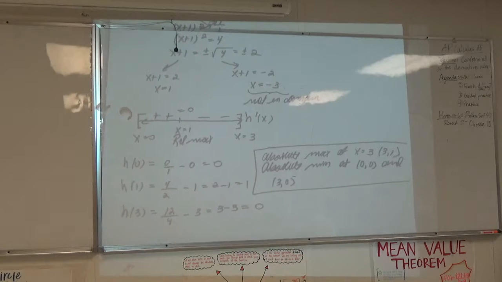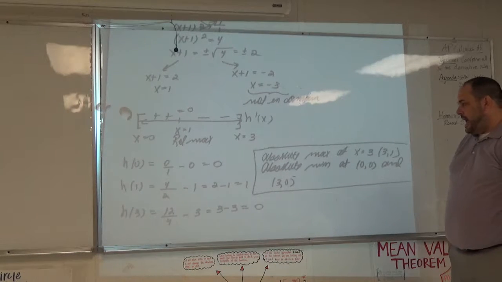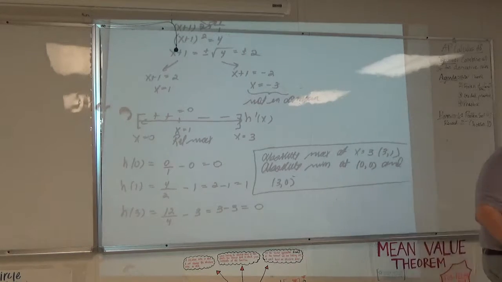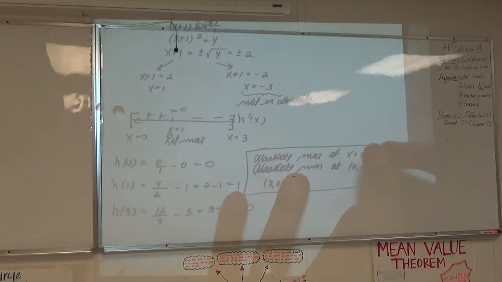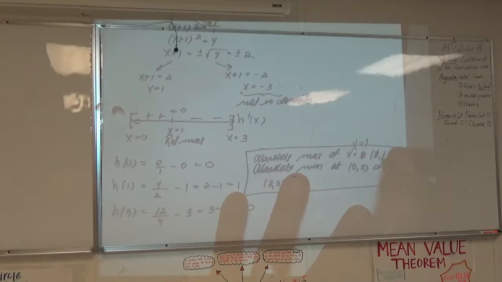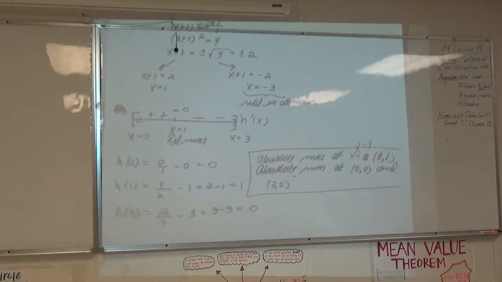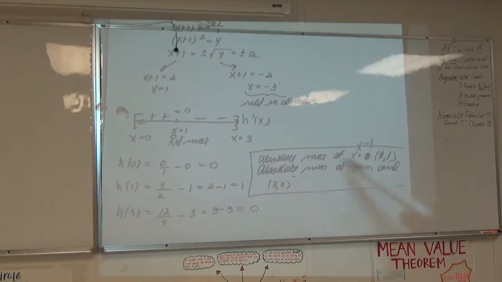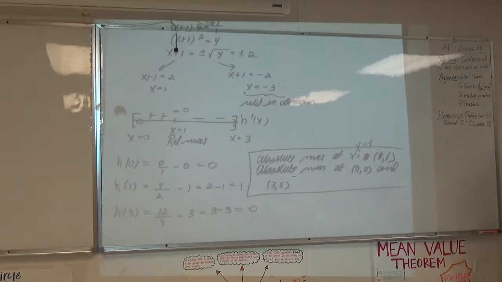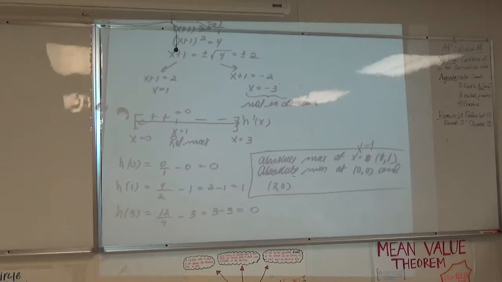Carmen, isn't it absolute max? Isn't it an absolute max at x equals 1? Yes, absolute maximum at x equals 1. And you have an absolute min at 0 and 3. Thank you very much for the use of your pen. Okay, everybody feeling good about this?